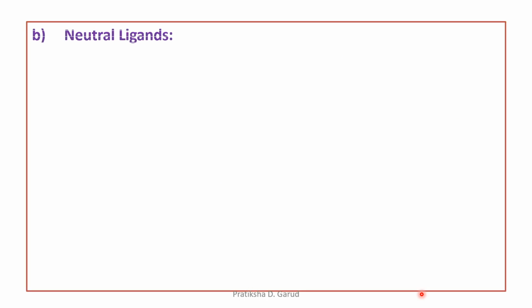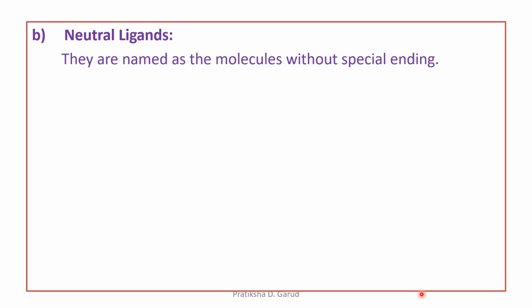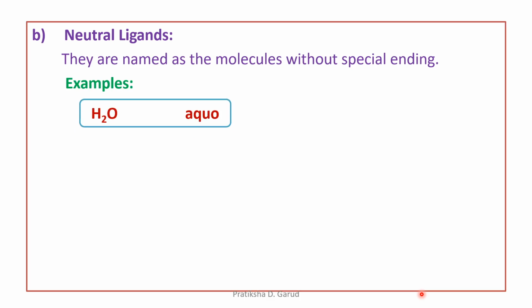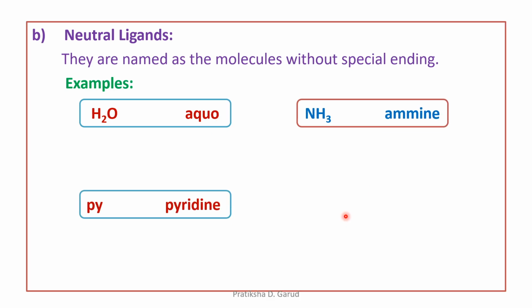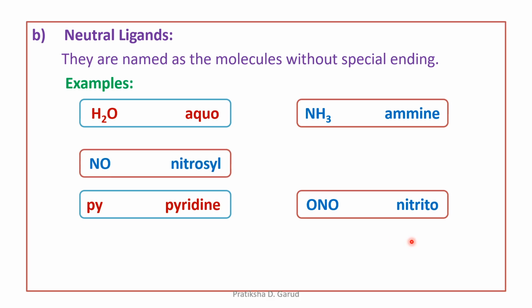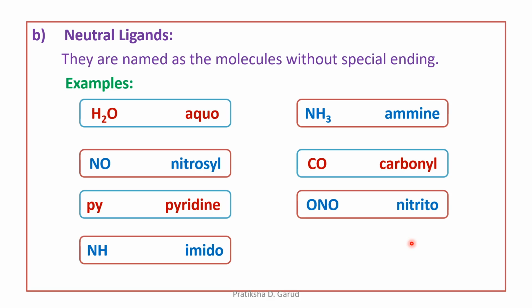Let's move on. Next are the neutral ligands. Let us see the various examples of the neutral ligands. These neutral ligands are named as molecules without any special ending. The first one is H2O, a neutral ligand named aquo. Py is pyridine. NH3 is ammine. ONO is nitrito. NO is nitrosyl. NH is imido. CO is carbonyl. NH2 is amido. These are the various examples of the neutral ligands.